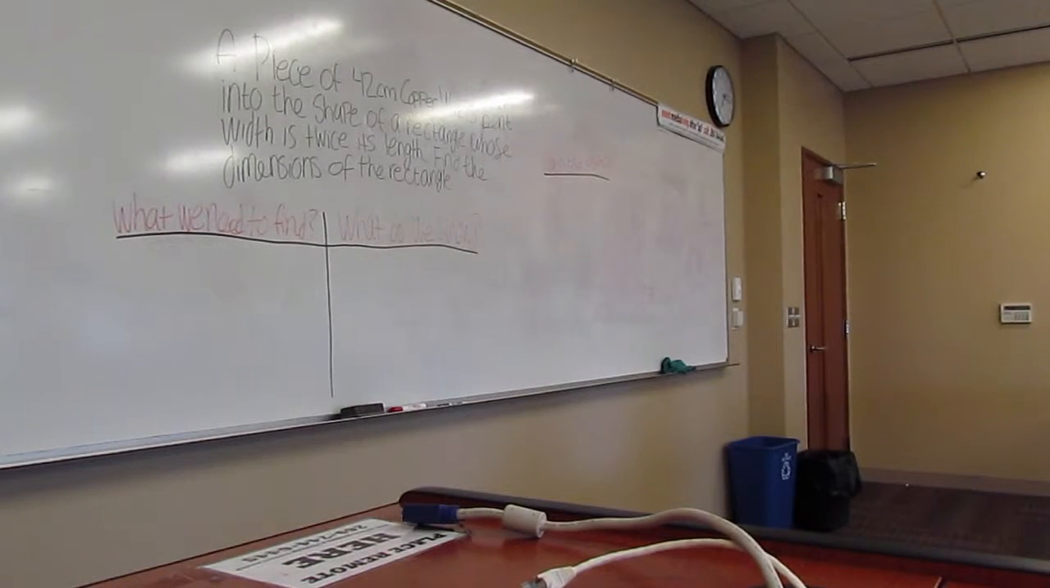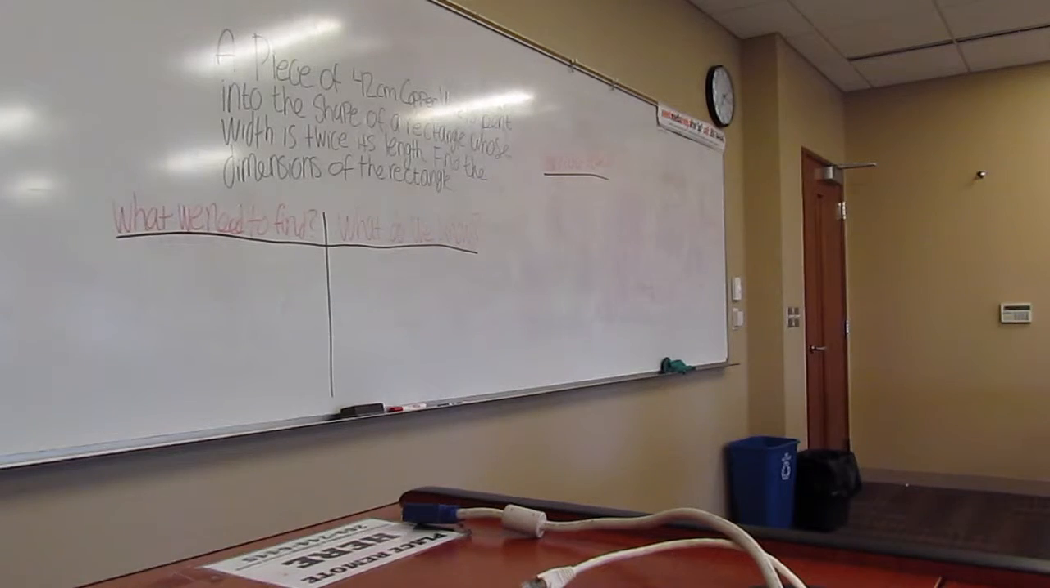Victoria, what did you get for area of a rectangle? I got length times width. Length times width, and that equals the area. Good job. And Elizabeth, did you get the perimeter of a rectangle? Perimeter equals 2 times length plus 2 times width. And that equals the perimeter.